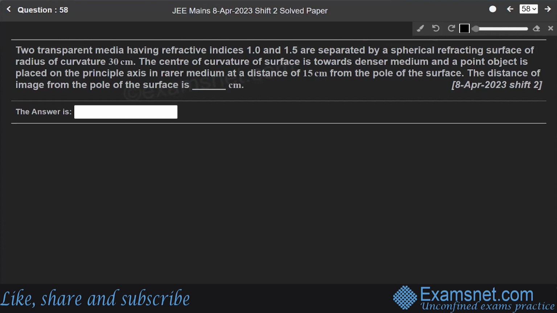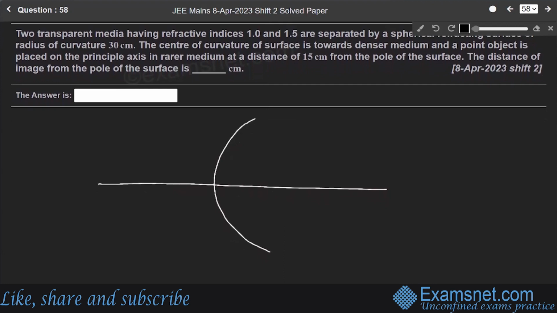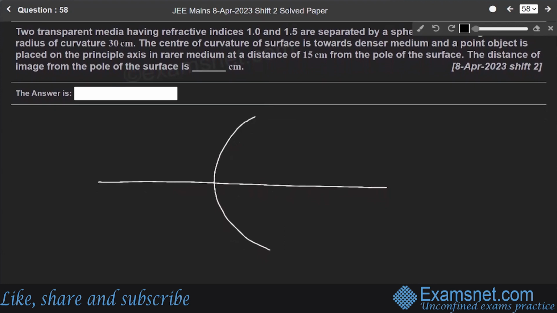Okay. Now solving this question, let us say this is our curvature, a spherical refracting surface with radius of curvature 30 centimeter. Suppose let us say its radius is 30 centimeter. An object is placed here and the distance of the object from the pole is 15.